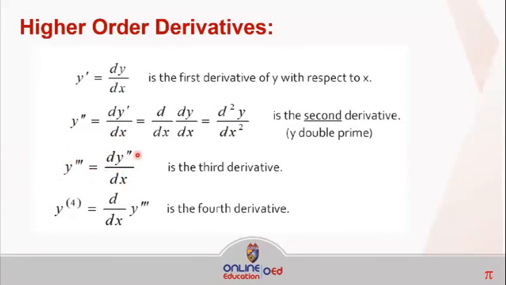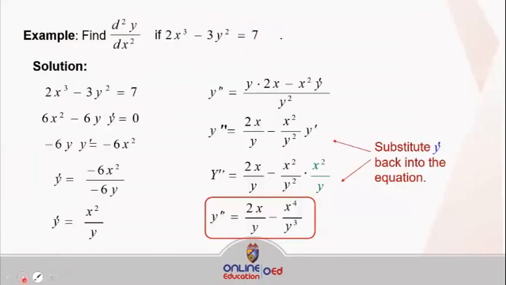Kapag sinulat naman siya sa other notation, we have the d y double prime over the dx. And then for the fourth derivative, ganito naman siya: y raised to 4, d over dx, and then we have yung y third prime. And so on. And let's say, we have na yung example for this problem.